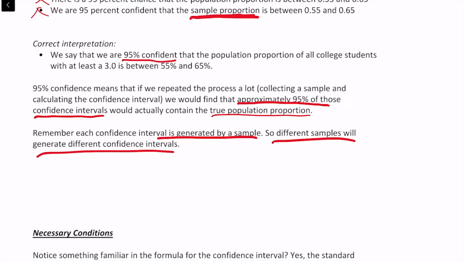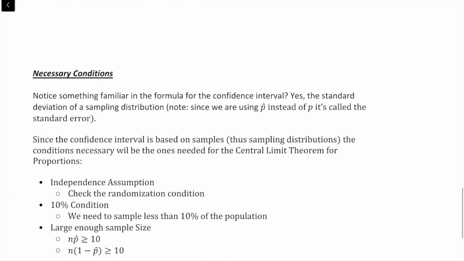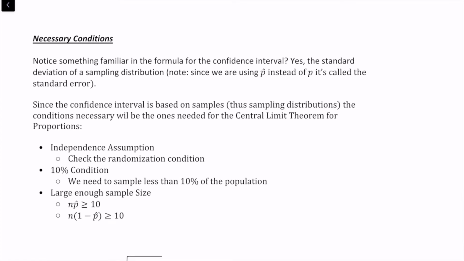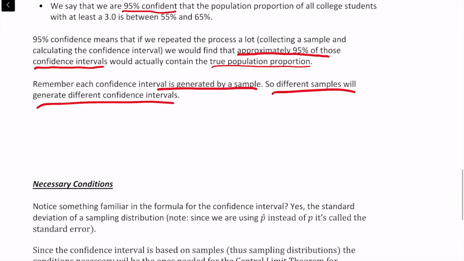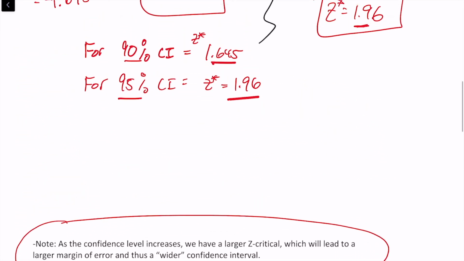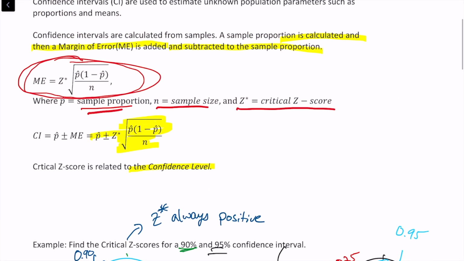Very, very important. Okay, so the last bit I want to touch on here are the necessary conditions to calculate a confidence interval. We'll do these actual calculations in another video. So notice something familiar in the formula for the confidence interval. Let me go back and tell you what's looking a little familiar here. You guys see this thing right here? This square root of p hat times 1 minus p hat over n? That looks familiar.